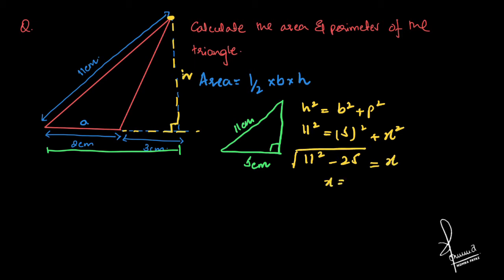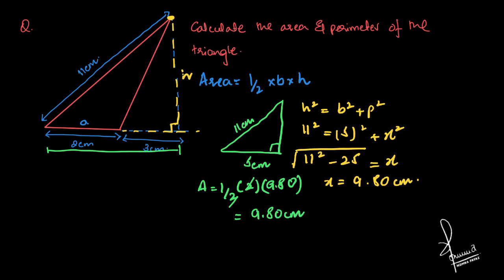Your x from here should equal to 9.80 centimeters. Now you have your height. You can simply plug in both these values to calculate the area of the triangle. So your area will equal to half into 2 into 9.80. You can cancel the 2's out and you get 9.80 centimeters square as your answer.